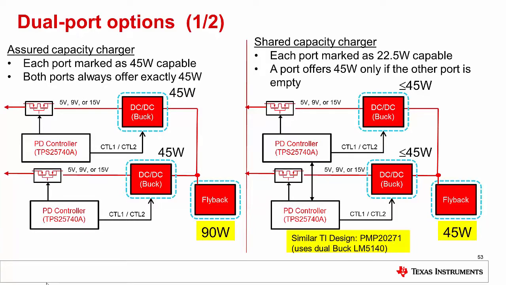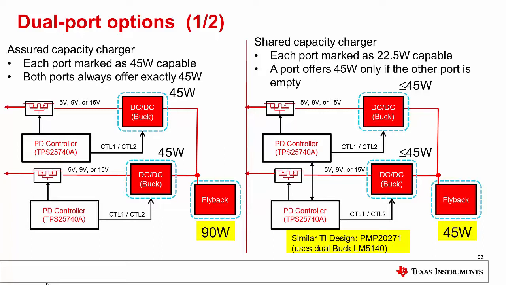First of all, there are two categories that USB Type-C defines for multi-port chargers. And the first one is an assured capacity charger. So that means once a sink is attached to a port on a multi-port charger and it's agreed to a power contract of a certain number of watts or certain voltage, that contract would never be removed by the source. So a sink is assured that the source will not change the contract.